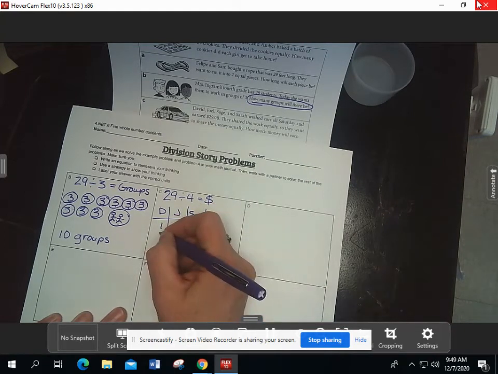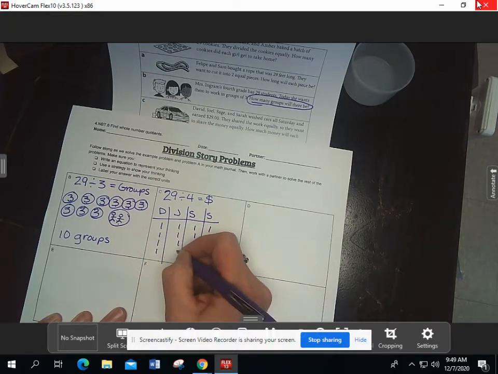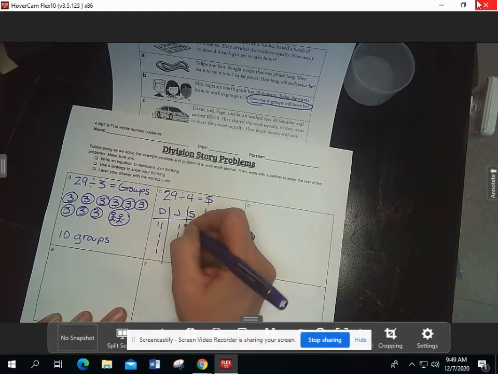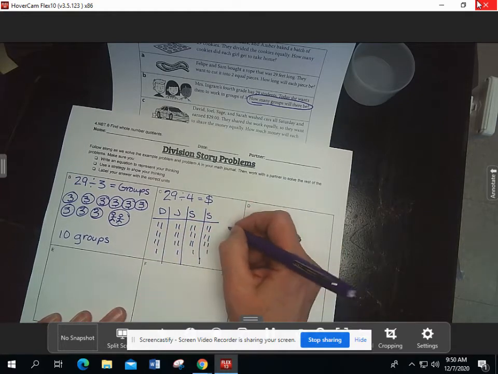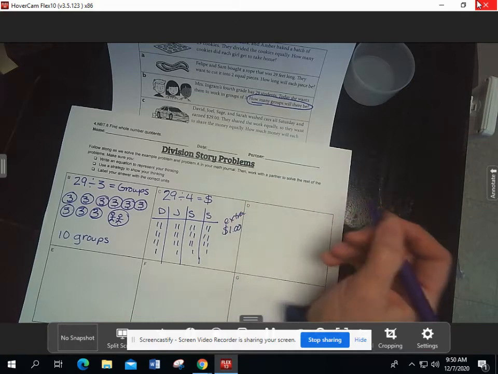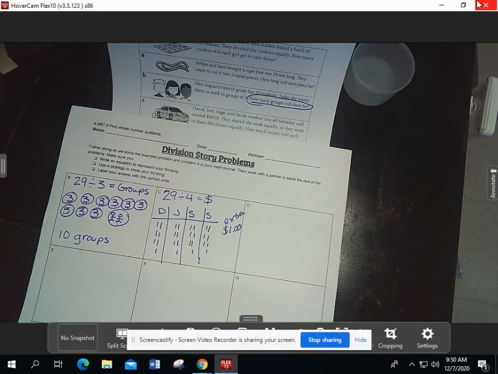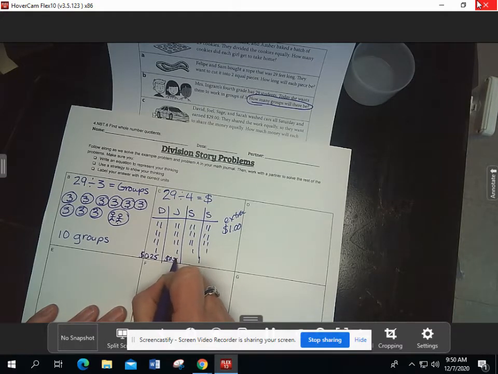4, 5, 6, 7, 8, 11, 12, 13, 14, 15, 16, 17, 18, 19, 20, 21, 22, 23, 24, 25, 26, 27, 28. What do I do with that extra dollar? Split it in fourths. So if I'm splitting it in fourths, each person would get 25 cents. Okay, so you said each person gets 25 cents, or I could write the quarter symbol.